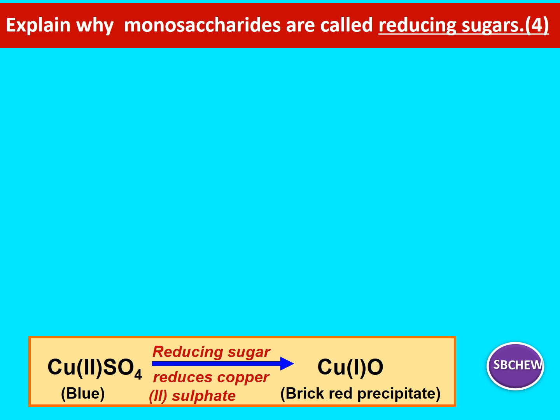Let's explain a good question here, an important question. Explain why monosaccharides are called reducing sugars. 4 marks.